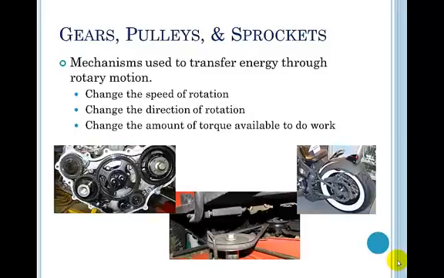Alright, so I want to be sure that you understand the difference between a gear and a sprocket. A gear is mated with another gear. A sprocket has a chain on it to be mated to another sprocket. So gears go with gears, sprockets go with chain and other sprockets.